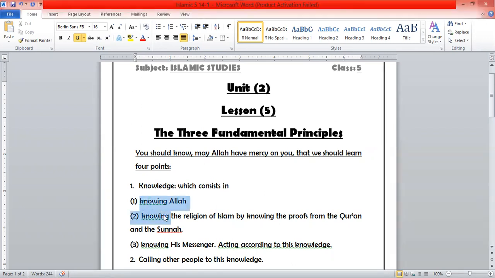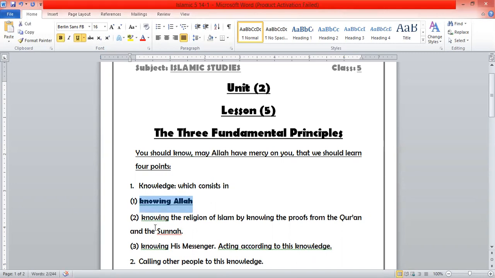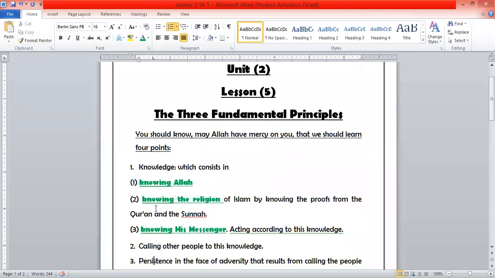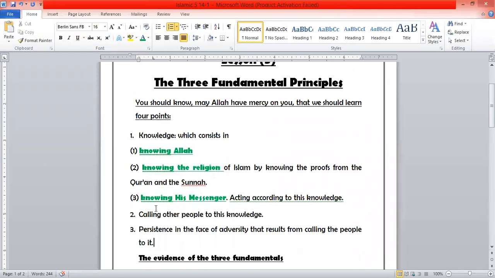Let me make them bold. So these three things come under the category of knowledge. So knowledge of Allah, knowledge of religion, and knowing the Prophet Muhammad, peace be upon him.